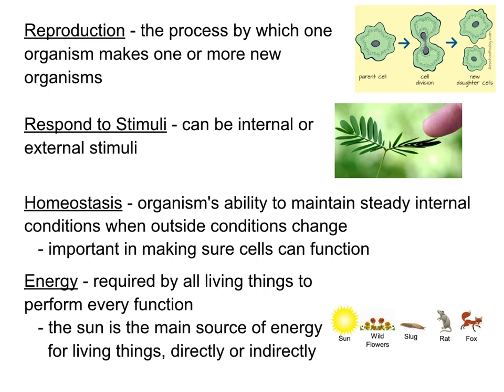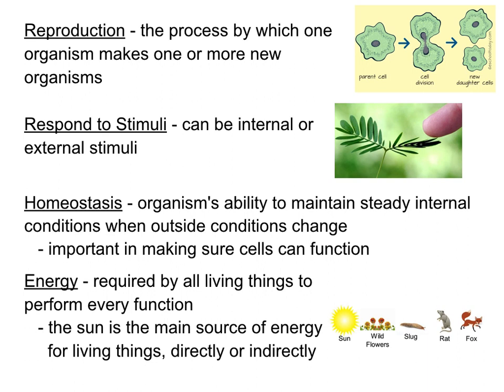Now, the sun is the main source of energy for living things. We can get it directly or indirectly. So if it's something that's getting that energy directly, it's going to be using the sun to produce that energy. And so that would be like flowers or plants. They use photosynthesis to change the sun's energy into usable energy.